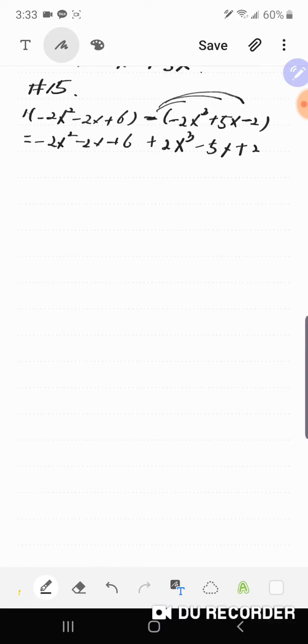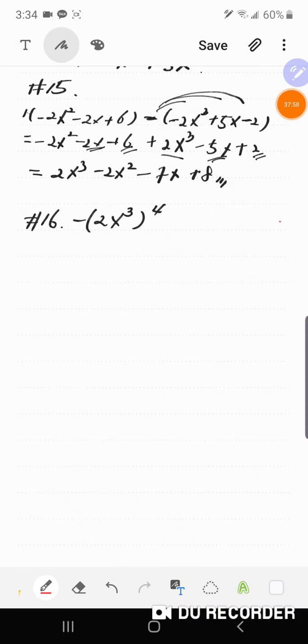And then combine the like terms. So 2x cubed comes first, this one. And there is one x squared term, so write it down. And there are two x terms, so combine these two. So negative 2 minus 5 is negative 7x. And here are two constants, so 6 plus 2 is 8. So that is the answer for this question.